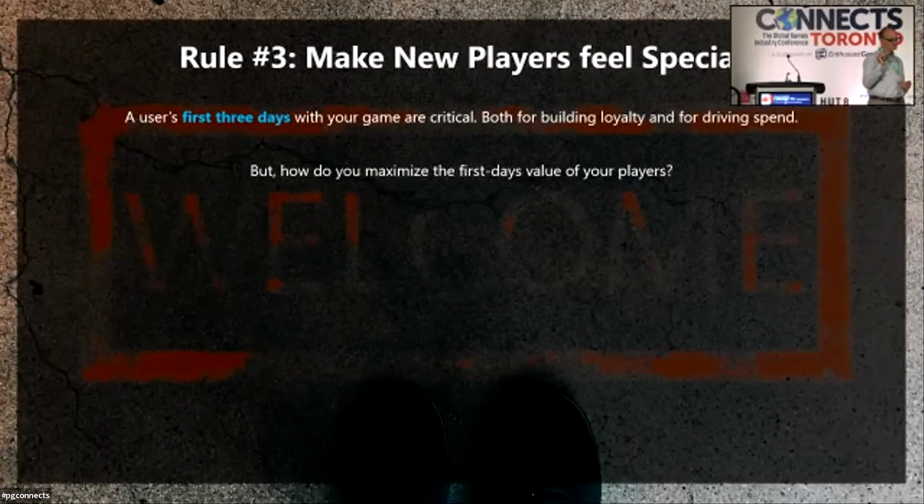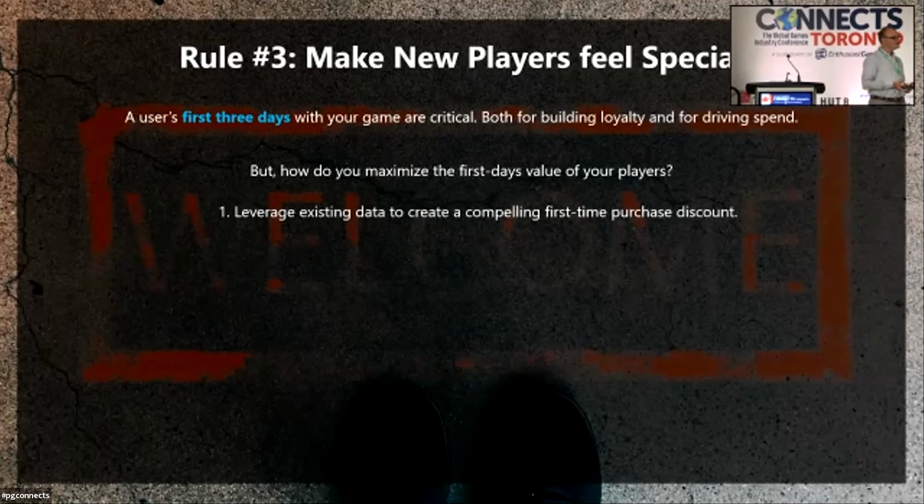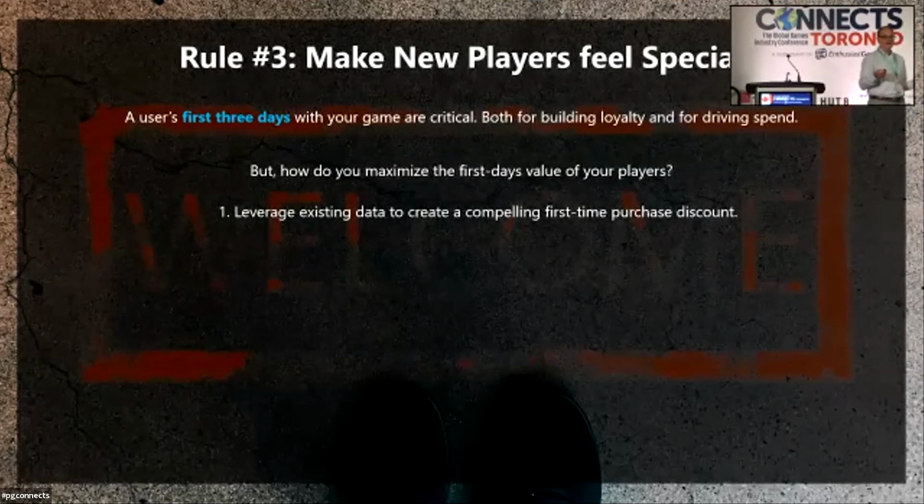Third one, make new players feel special. Like a boss of mine used to say, bring in the noobs. What we do know is that 30% of your players are not going to come back after day one. So one-third of people who download your game, and you spend a lot of money to get them to download, however they come into your game, you're excited, and one-third is not going to come back.